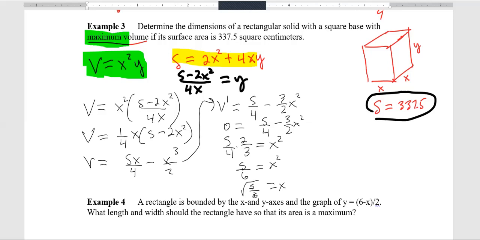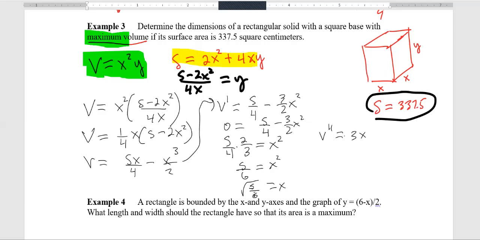Since there is only one number here that's even possible, you can assume it's your answer. But to verify, you would actually have to do a first derivative test. Technically speaking, this derivative is easy enough that we could find a second derivative to verify that this is in fact a maximum. Let's do that since it's simple enough. V double prime would just be a negative 3x like that.